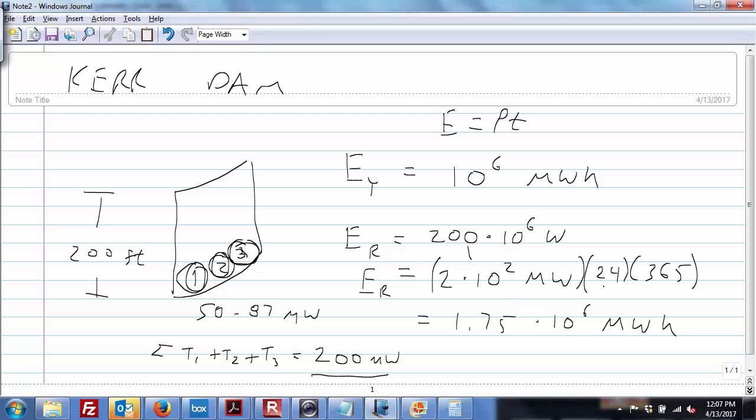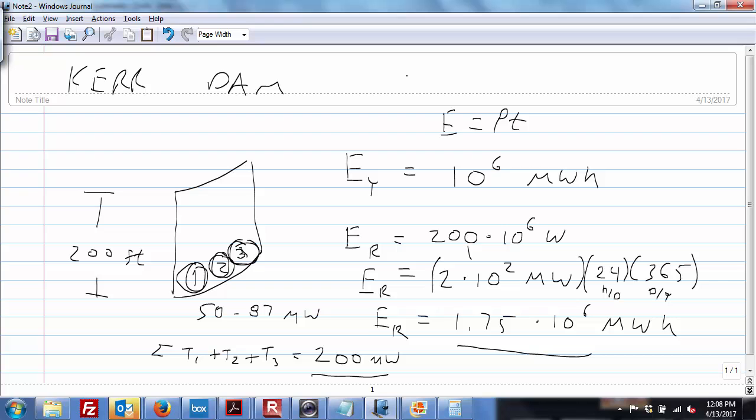This is hours per day. This is days per year. The days cancel, and we get megawatt hours. So if it were running full tilt, 24/7, 365, it would make this much.